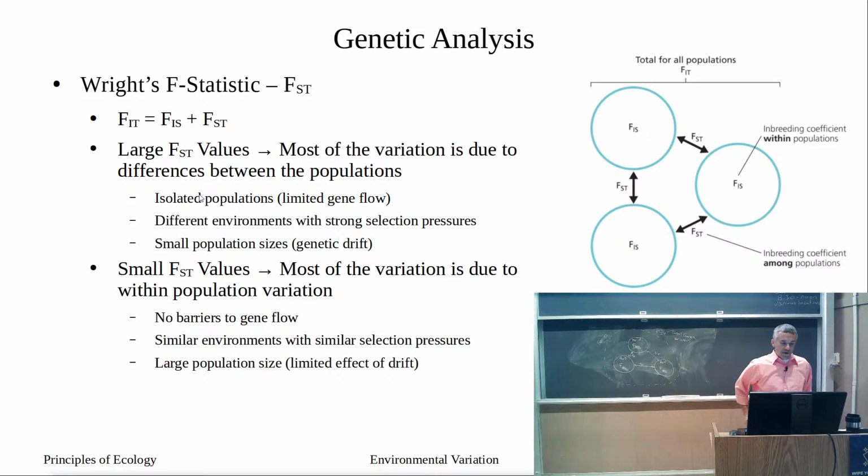What happens if we have small FST values? Well, small FST values are like the opposite of the large FST values. Now, we don't have a whole lot of variation between our individual populations. All of the variation is just going to be variation among individuals. All right, so think about heights among the student population. There's a lot of variation there.